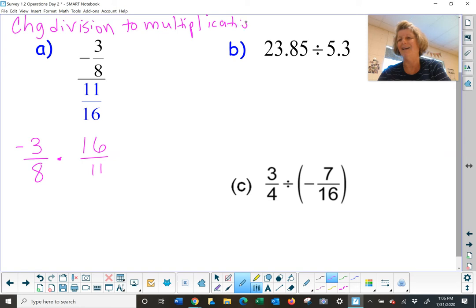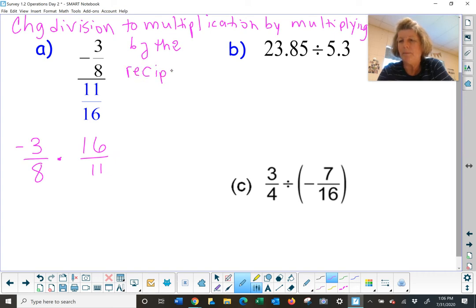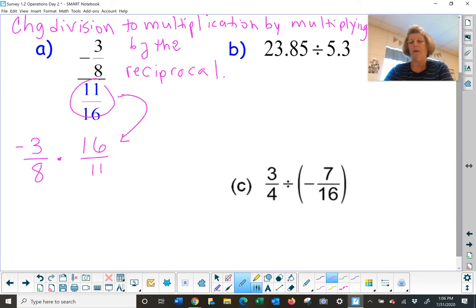Multiplication by multiplying by the reciprocal. Oops, I'm getting slowed down there. Reciprocal. So that's what you're seeing. I'm taking that second number and flipping it over.